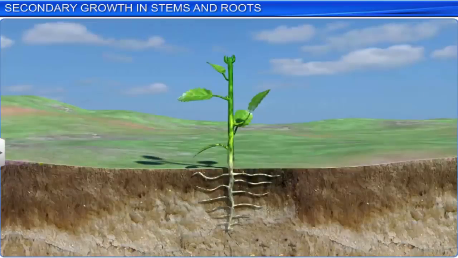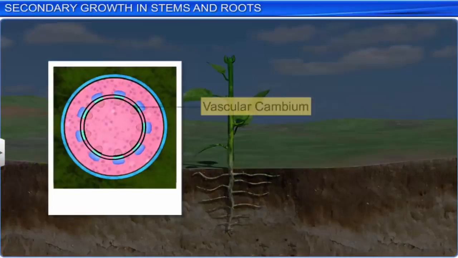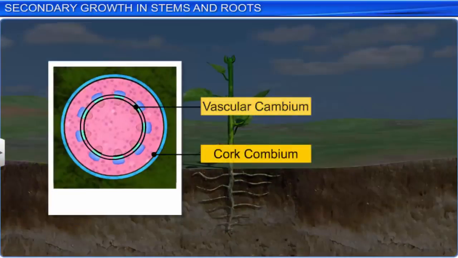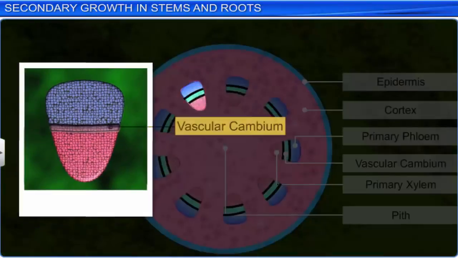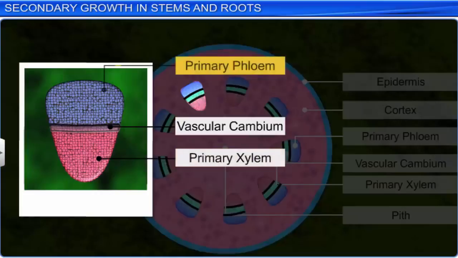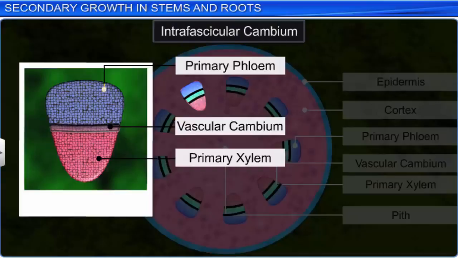In the stem, secondary growth takes place due to the activity of secondary meristems such as the vascular cambium and cork cambium. The vascular cambium, located between the primary xylem and primary phloem of a vascular bundle, is also known as the intrafascicular cambium.